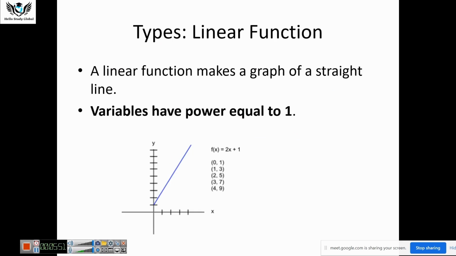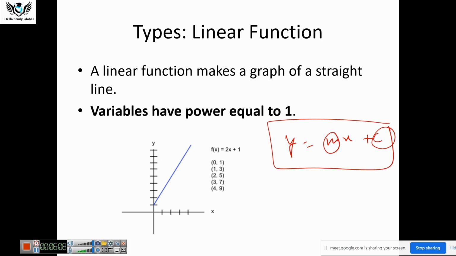Linear function is simply a line. We've seen different equations, we've solved different questions in the coordinate geometry chapter related to linear functions. So y is equal to mx plus c, remember, where m is the slope and c is the y-intercept. This was the equation of a line, right? So this is a linear function. Now why is it called a linear function? Because x has power 1.